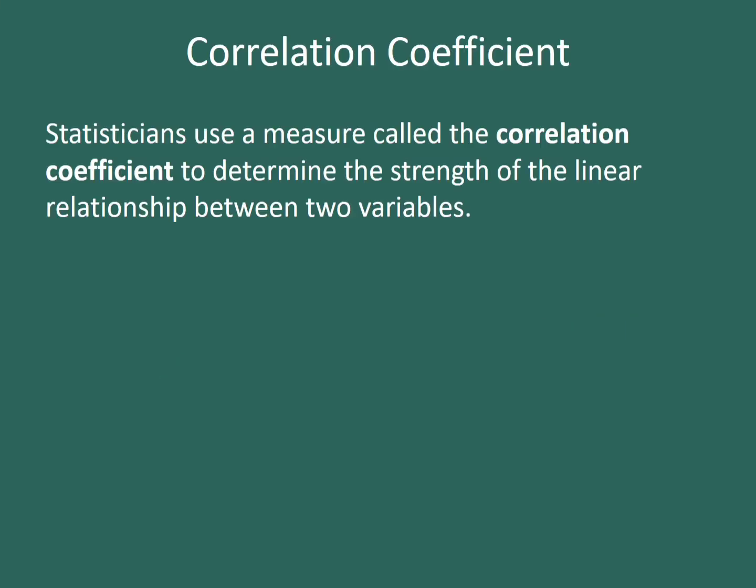Alright, so correlation coefficient. Statisticians use a measure called the correlation coefficient to determine the strength of the linear relationship between two variables. So our correlation coefficient is going to be a number, and that number is going to tell us how strong the correlation is.